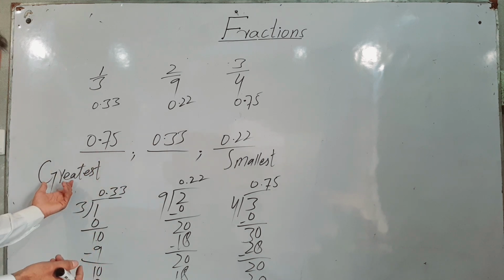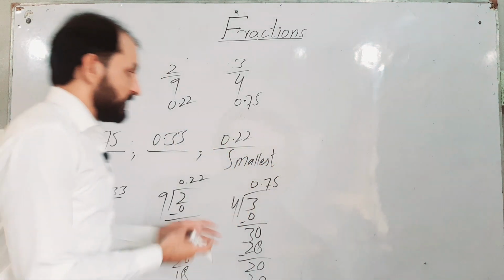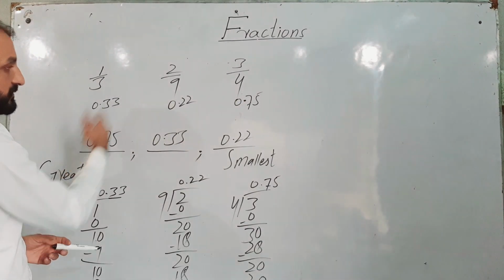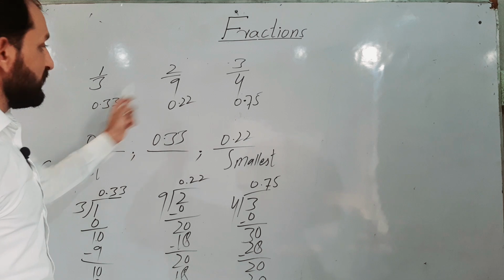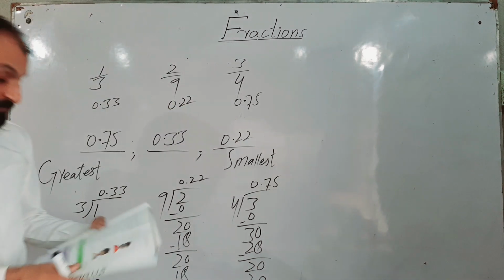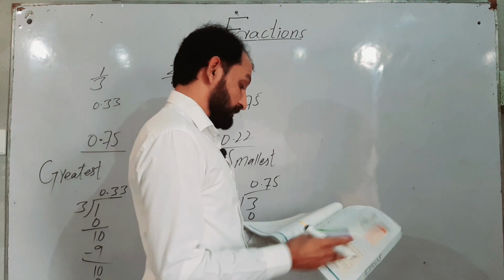If we want smallest to greatest, then the process will be changed. We will write the smallest number first, then 0.33, and then the greatest number. I hope you understand the concept of smallest and greatest number as well.